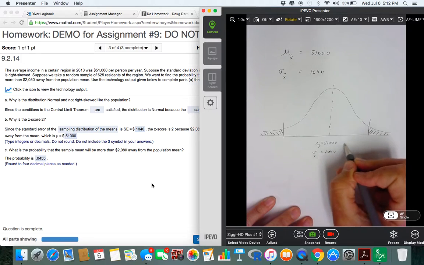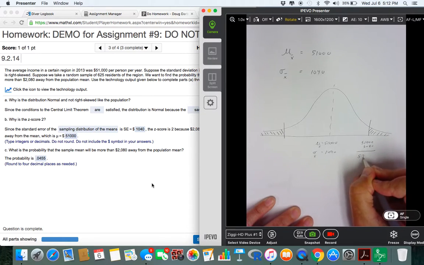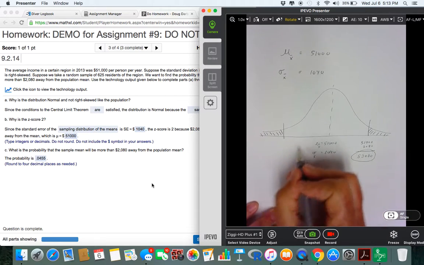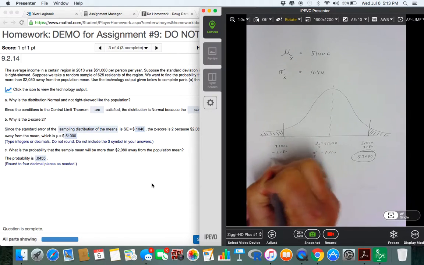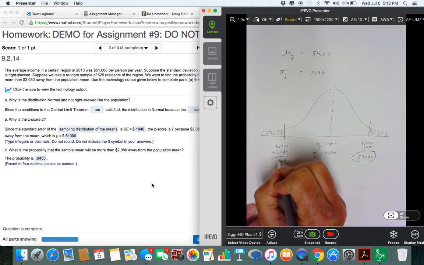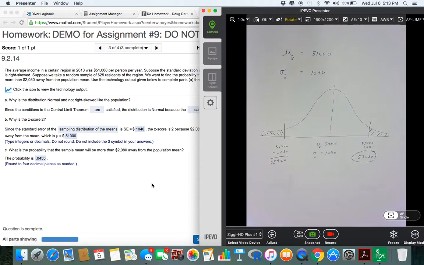Well, guys, if we add 2,080, we get 53,080. If we subtract 2,080, we get 48,920. Now let me get my calculator turned on so we can calculate our probabilities.